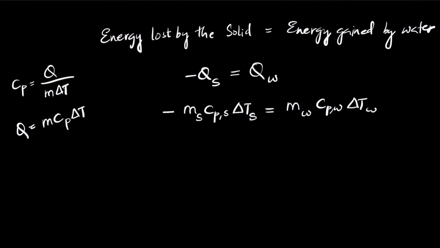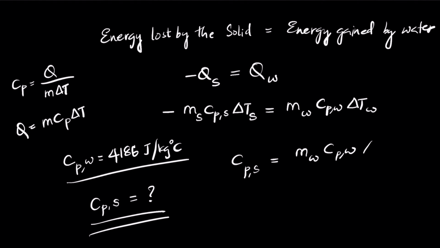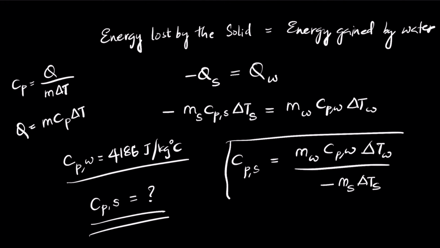times delta Tw. The one that we know here is Cpw, which is constant, equal to 4186 joule per kg degree centigrade. The one that we are trying to calculate is Cps of the solid, which is generally calculated from the formula. So we can write that Cps is Mw Cpw delta Tw by negative Ms times delta Ts. So this is the formula for calculating the specific heat of a solid.